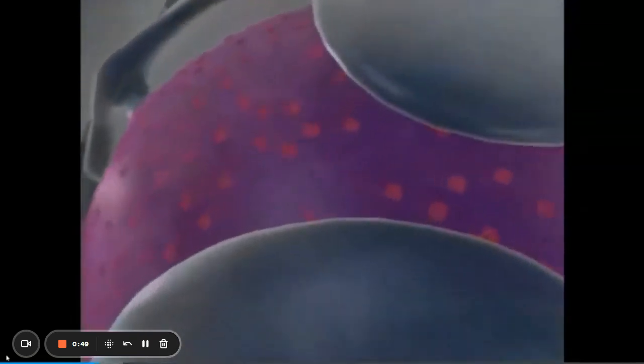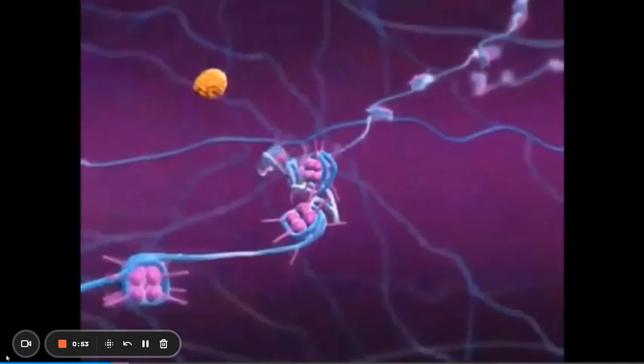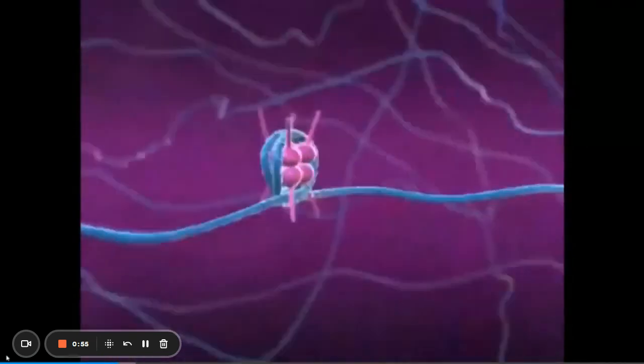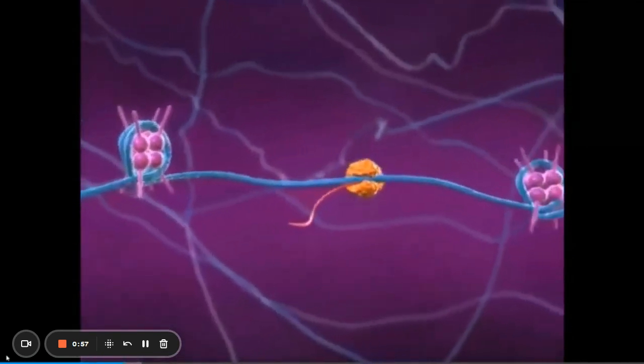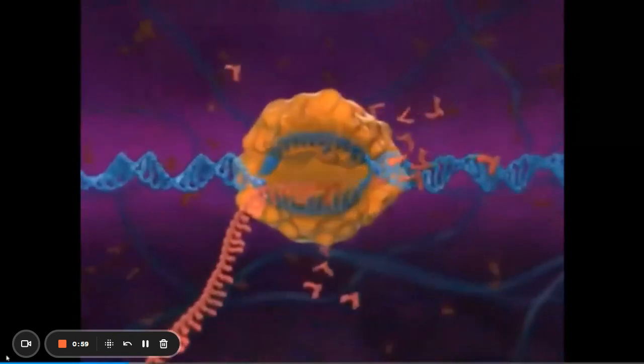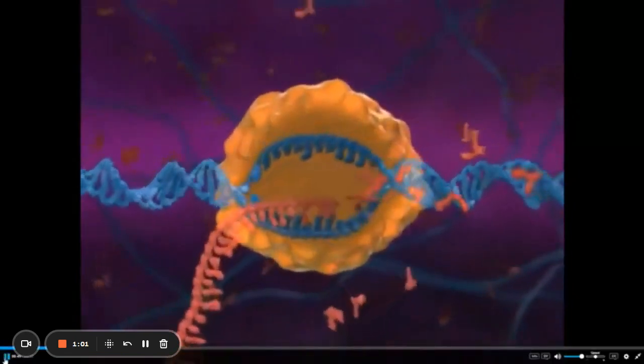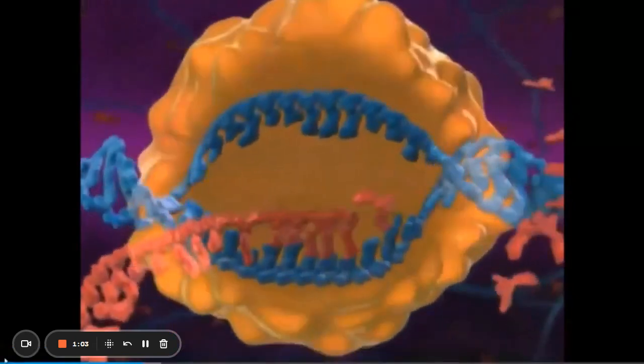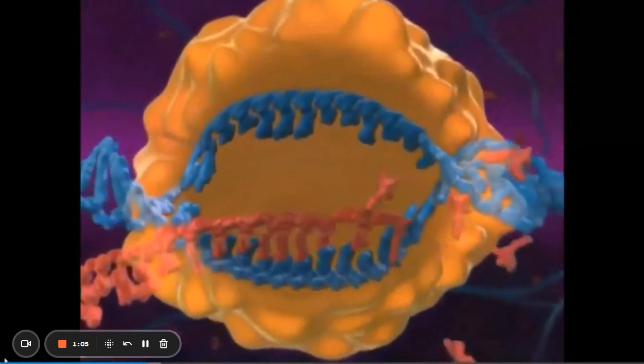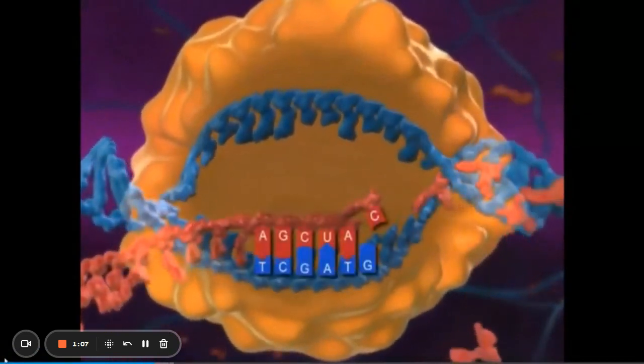The instructions for making insulin are coded by a segment of DNA in the nucleus. In transcription, an enzyme zips along the DNA, forming RNA, shown here in red. RNA nucleotides line up with their complementary DNA partners, transcribing the information in DNA into RNA.